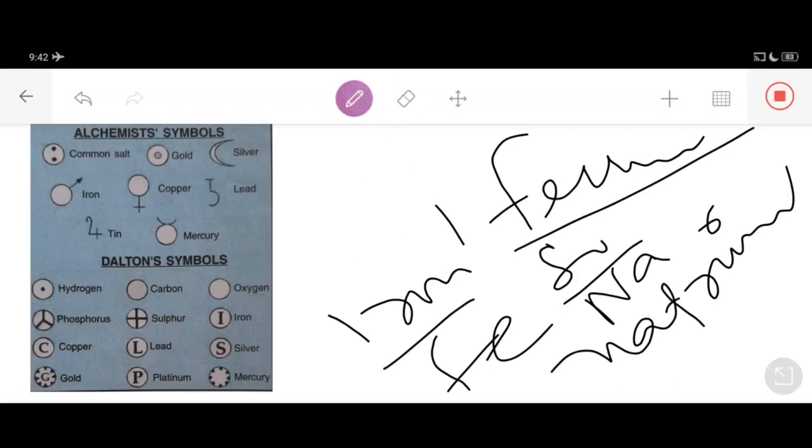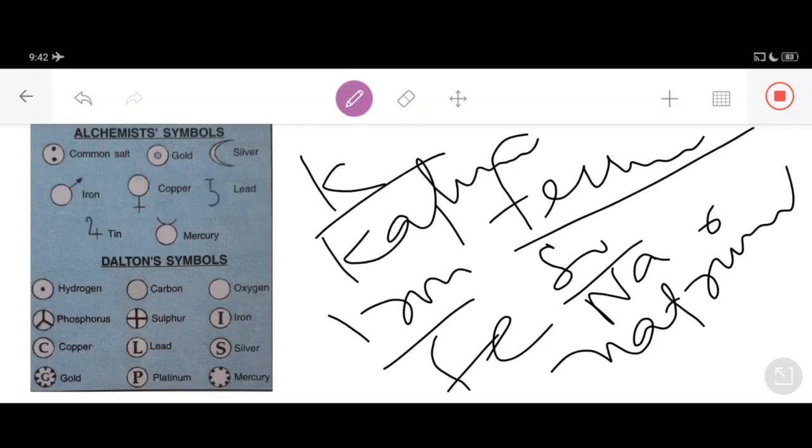Potassium has the symbol K from its Latin word kalium. And same is the case with silver. Silver has the symbol Ag from its Latin word argentum. So these things we discussed in the last video lecture. Today we are going to discuss some more regarding this.